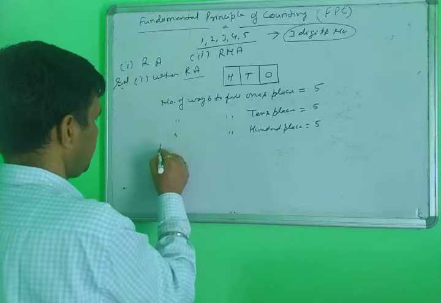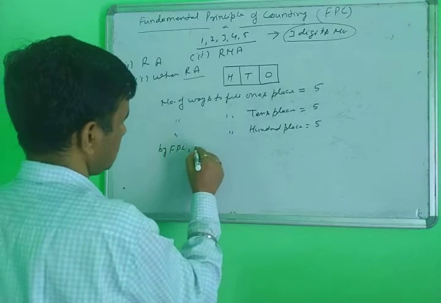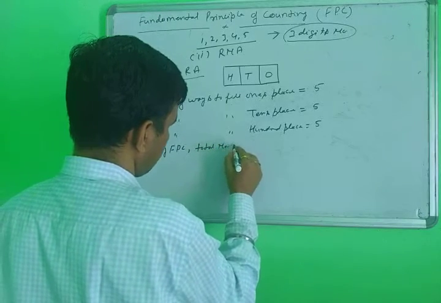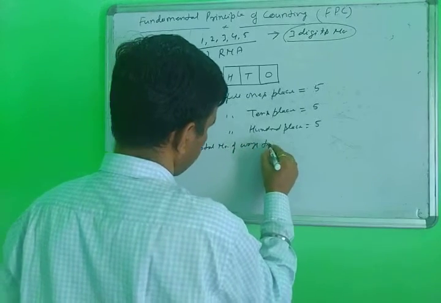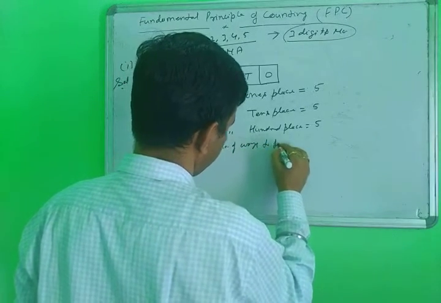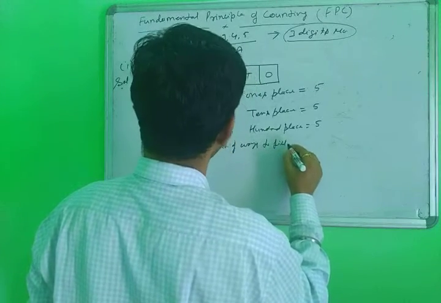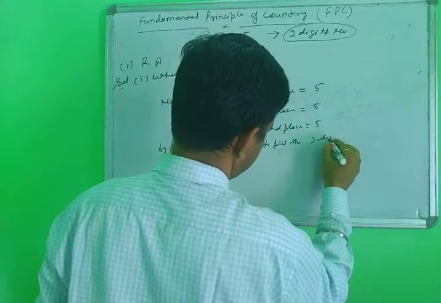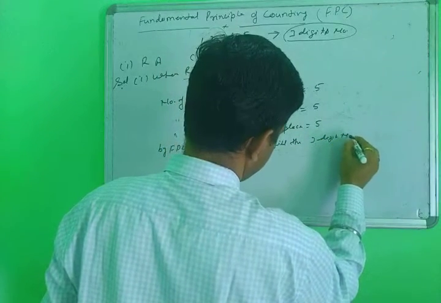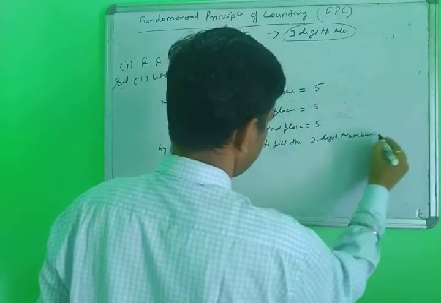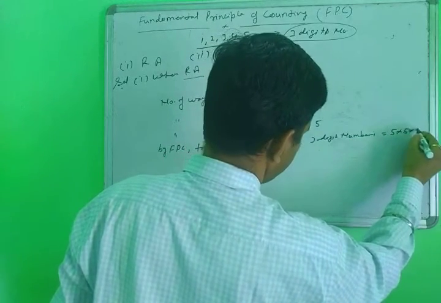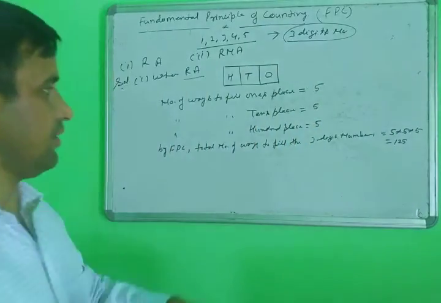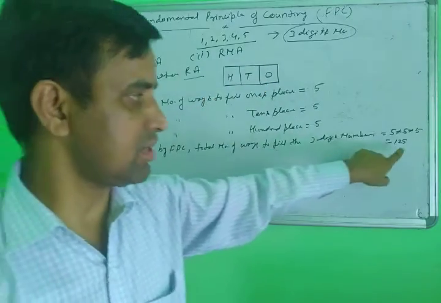Then by FPC, the total number of ways to fill a 3-digit number is 5 into 5 into 5, which equals 125. The total number of ways is 125. This is your answer.